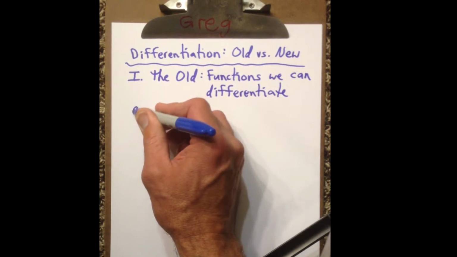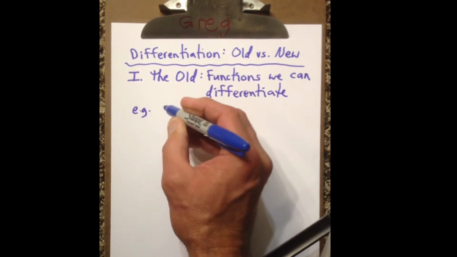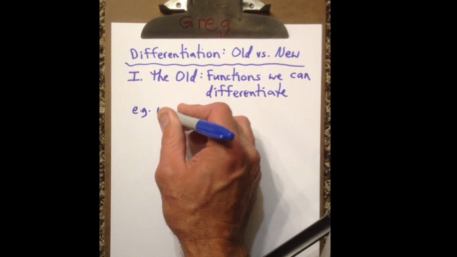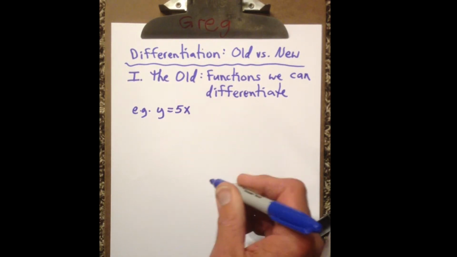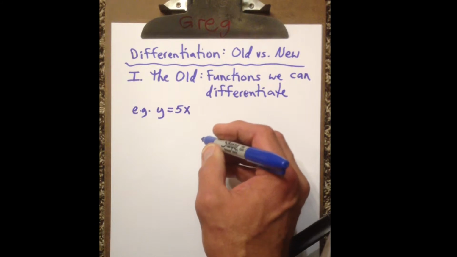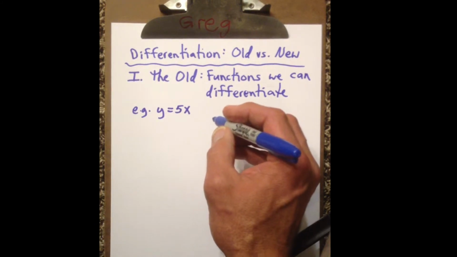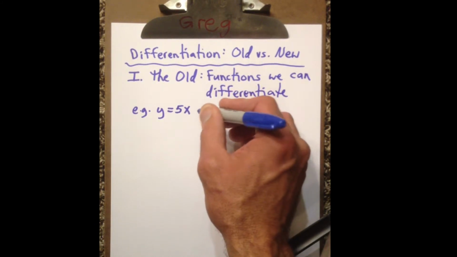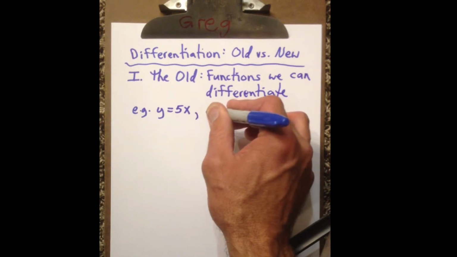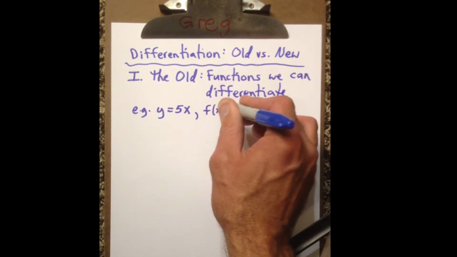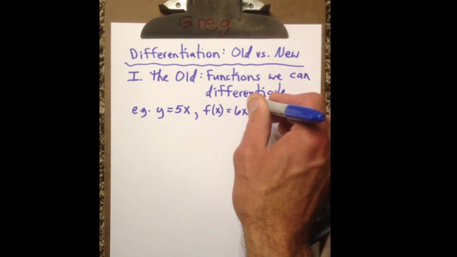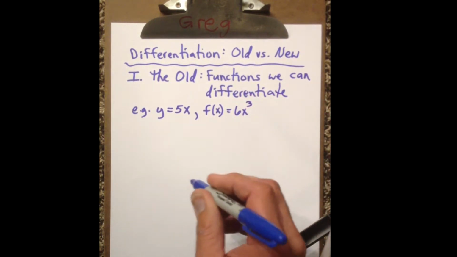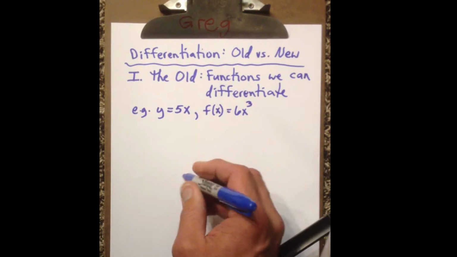Just as examples. We did these functions quite a while ago. We looked at problems like y equals 5x. And that was pretty straightforward. That has a slope of 5. The derivative was 5. We made that connection. We also looked at power rule functions. So we had something like f of x equals 6x to the third power, where you can bring that power down and use power rule.